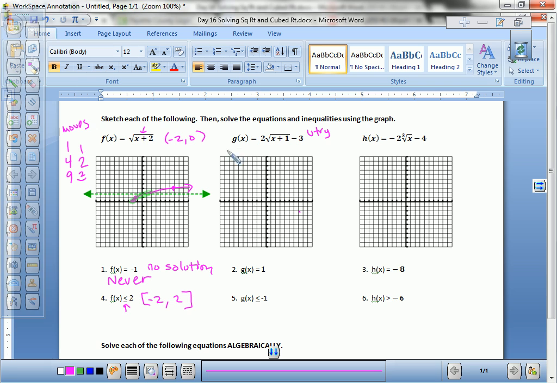Okay, so on this one, we're going to start off at -1, -3. Now, because of this 2, we're going to take and double these moves. So we go over 1 up 2, over 4 up 4, over 9 up 6. And there's our graph.